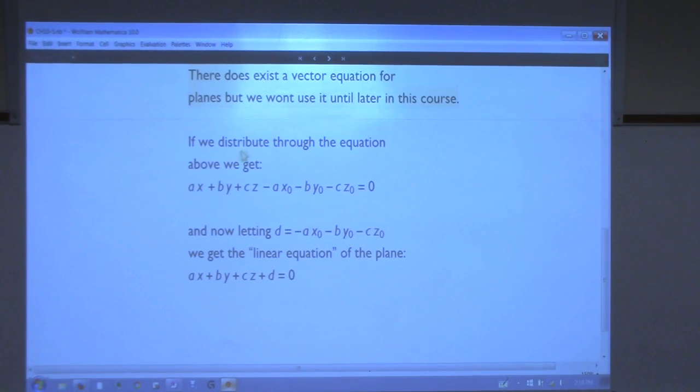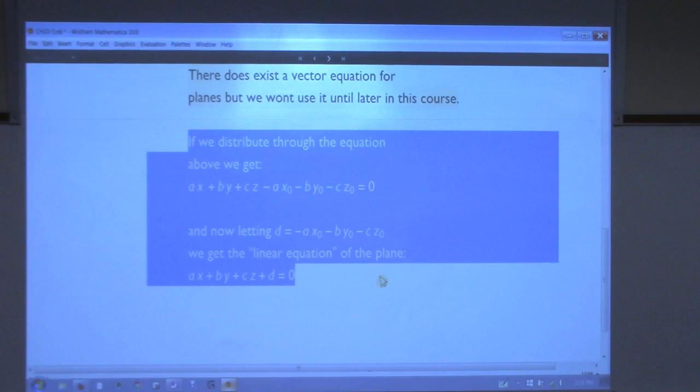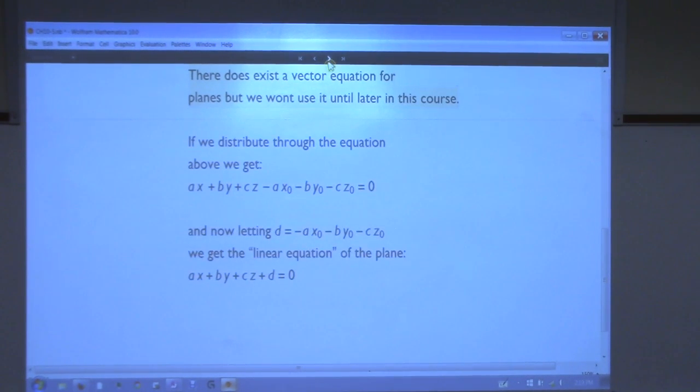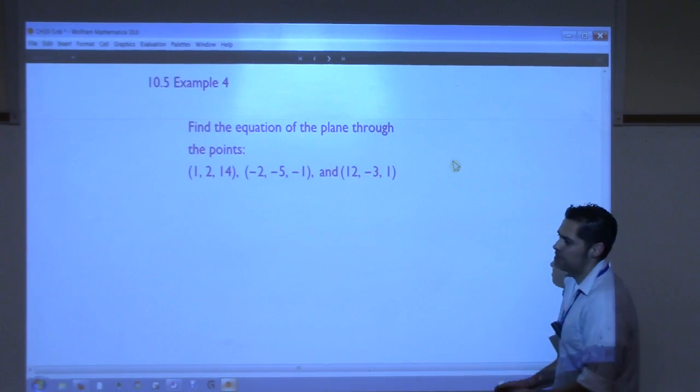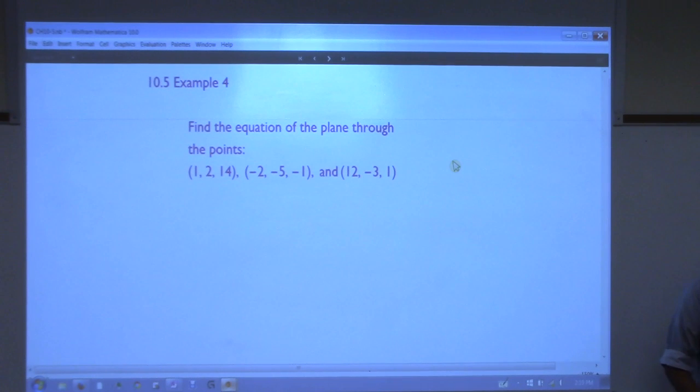I'm going to let you read through this. You're responsible for this part right here. I'll let you read that yourself. Find the equation of the plane through these 3 points. Remind me about that, okay?